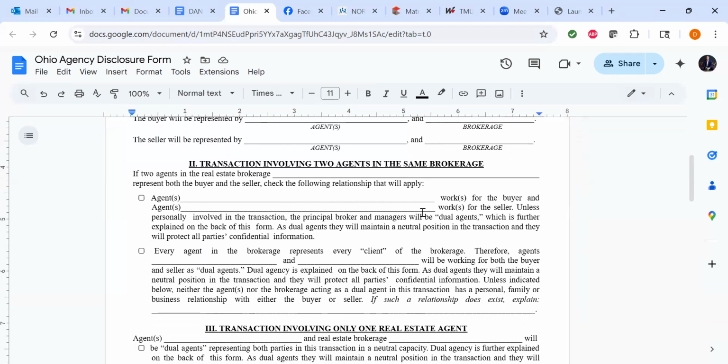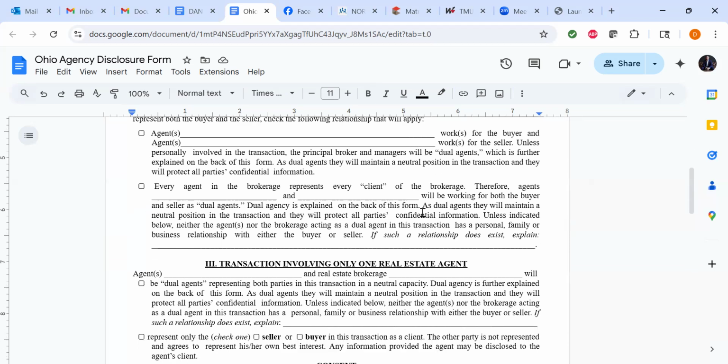You fill out section 2 if it's another Danbury listing. So if two agents in the real estate brokerage, the Danbury company, represent both buyer and seller, check the following; that will apply. This is easy because your only option here is the first one. So you check that first one, you put your name that you work for the buyer, and then you put whoever the listing agent is who works for the seller. So again, this is the one you fill out if it's two Danbury agents.